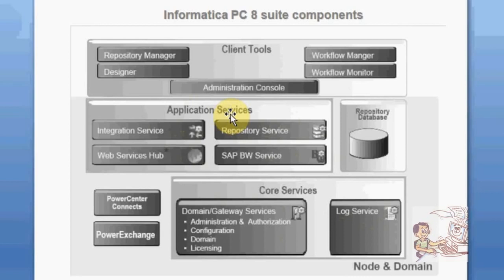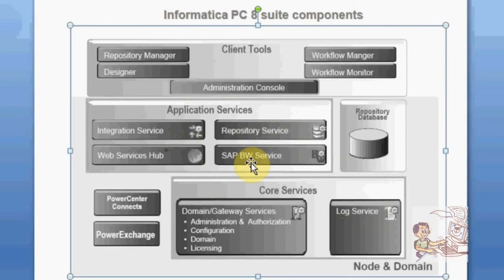Repository services we basically use for any type of database. But for web and SAP related sources, we use SAP BW services. For web related, HTTP related sources, we use Web Services Hub. For other databases, we use repository services. For each and every repository, we create an integration service. The integration service is the mediator between the client tools and the repository database.